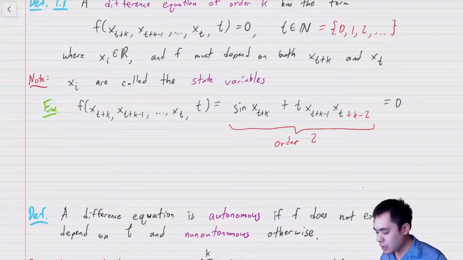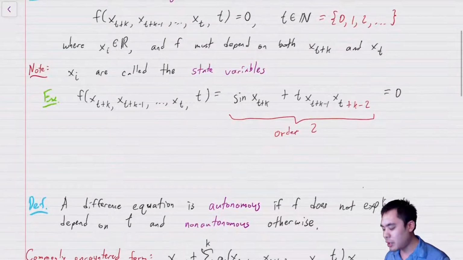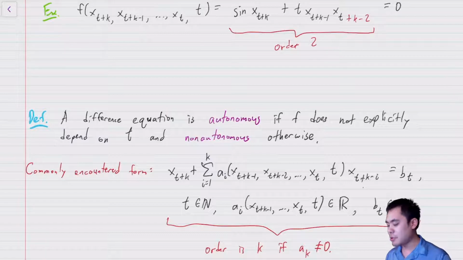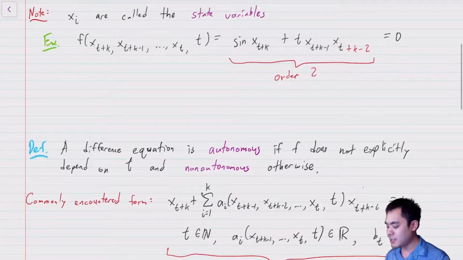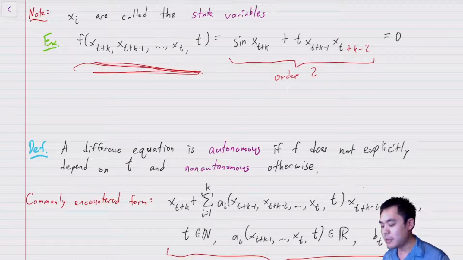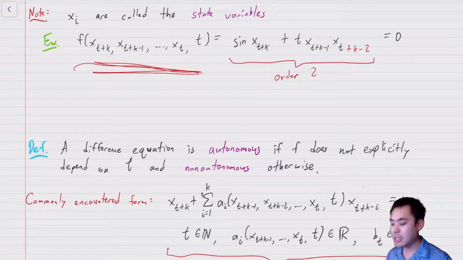Okay, so now we've parsed that definition. Let's go on a little bit and talk about some of the other definitions. We define the difference equation as autonomous if f does not explicitly depend on t. So again, even though our function f here can depend on t or any of our state variables x sub t plus k through x sub t, it doesn't necessarily have to.